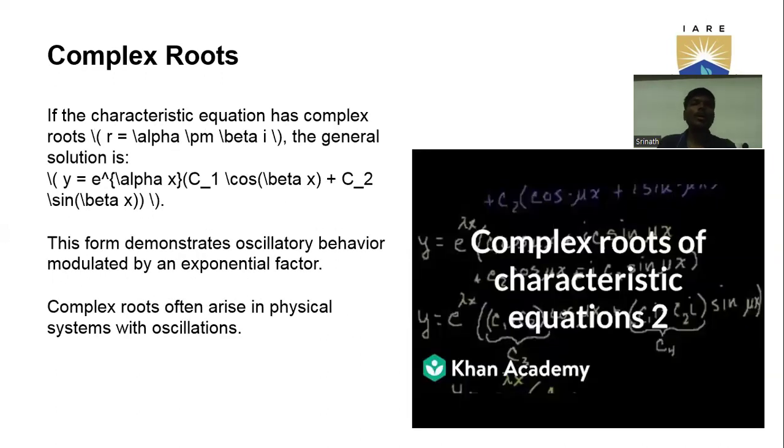Okay, next one is complex roots. If the characteristic equation has complex roots, r equals alpha plus or minus beta i, this is the general solution. This form demonstrates oscillatory behavior modulated by an exponential factor. Complex roots often arise in physical systems with oscillations. This is the figure of the complex roots of the characteristic equation, from Khan Academy.